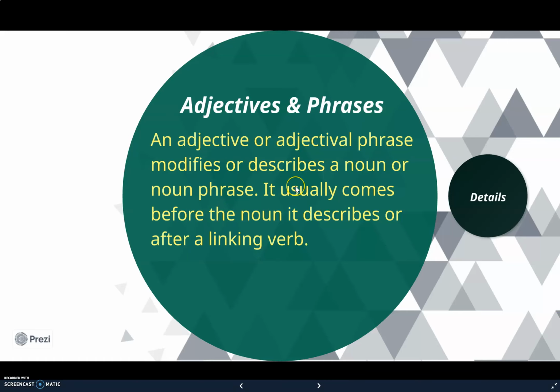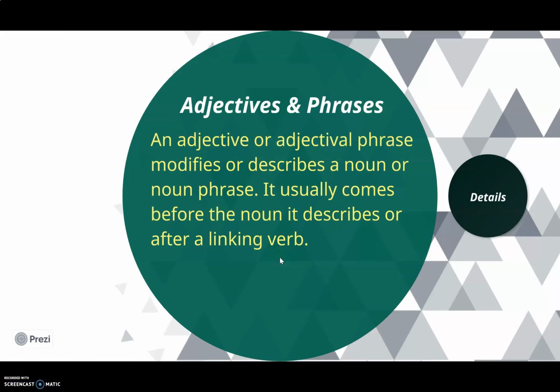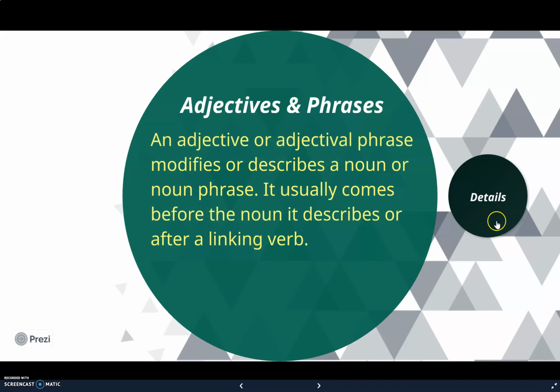The position of the adjective or adjectival phrase usually comes before the noun. There are two positions for adjectives: before the noun and after a linking verb. After a linking verb, for example, he is a good student.